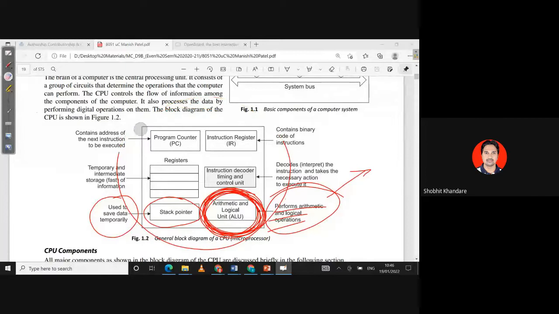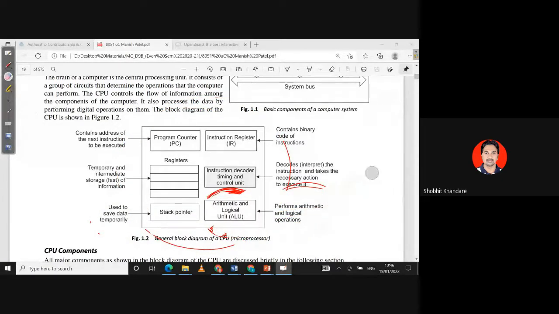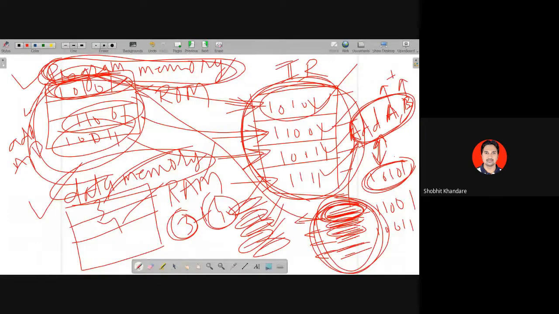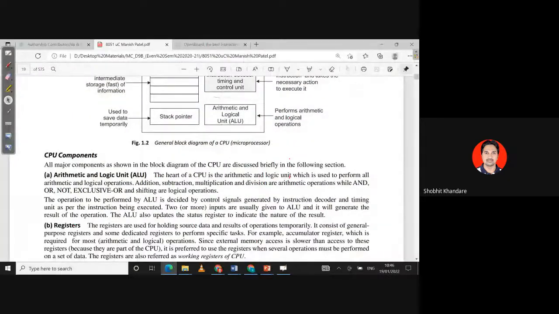Shall I proceed further now? Any question in the CPU? No, sir. Any query? Okay, fine, we will proceed now.